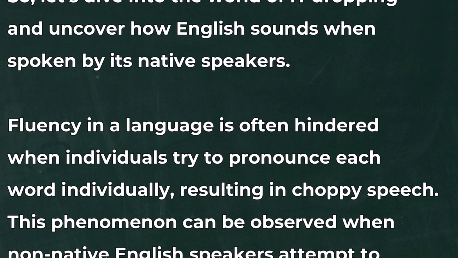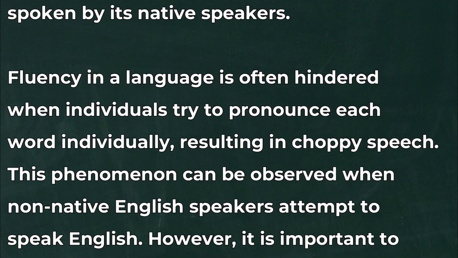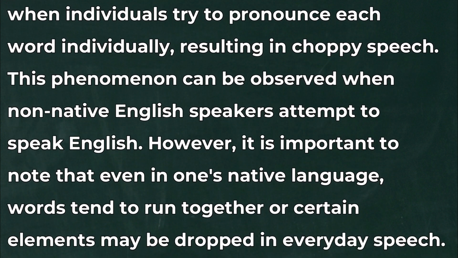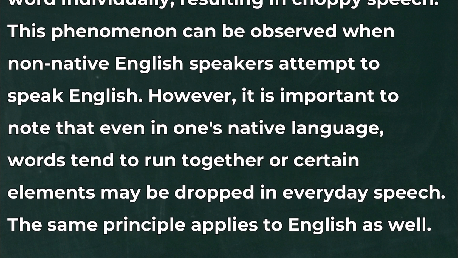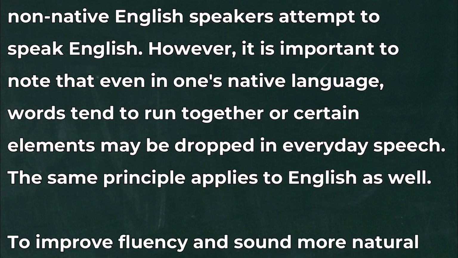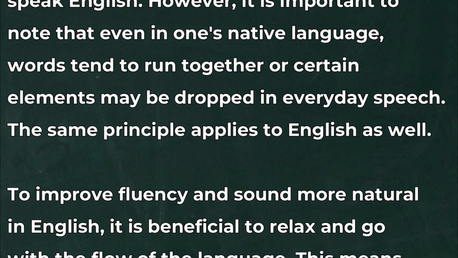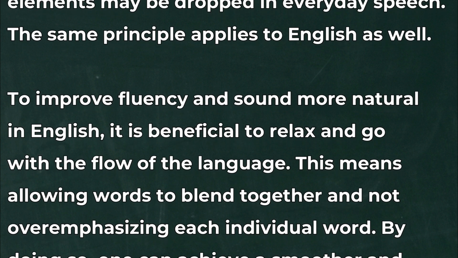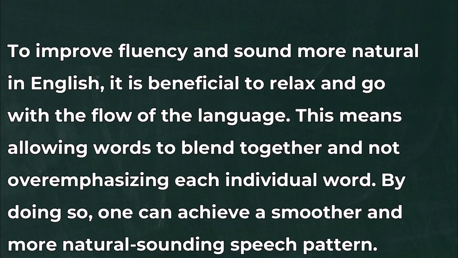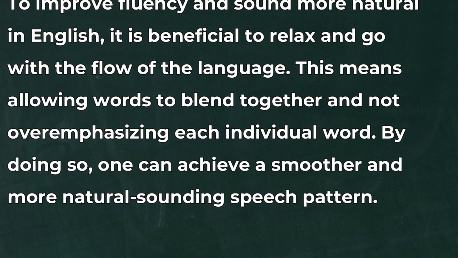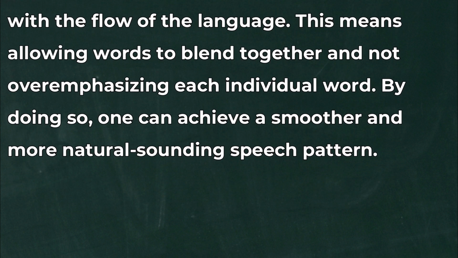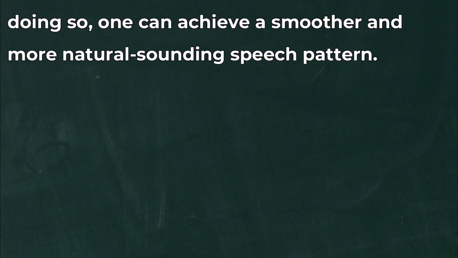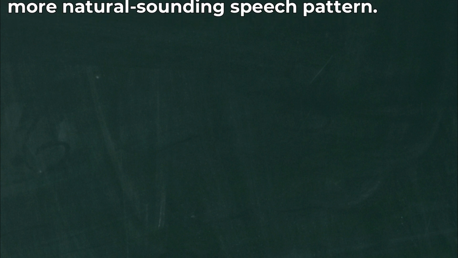Fluency in a language is often hindered when individuals try to pronounce each word individually, resulting in choppy speech. This phenomenon can be observed when non-native English speakers attempt to speak English. However, it is important to note that even in one's native language, words tend to run together or certain elements may be dropped in everyday speech. The same principle applies to English as well. To improve fluency and sound more natural in English, it is beneficial to relax and go with the flow of the language. This means allowing words to blend together and not overemphasizing each individual word. By doing so, one can achieve a smoother and more natural sounding speech pattern.